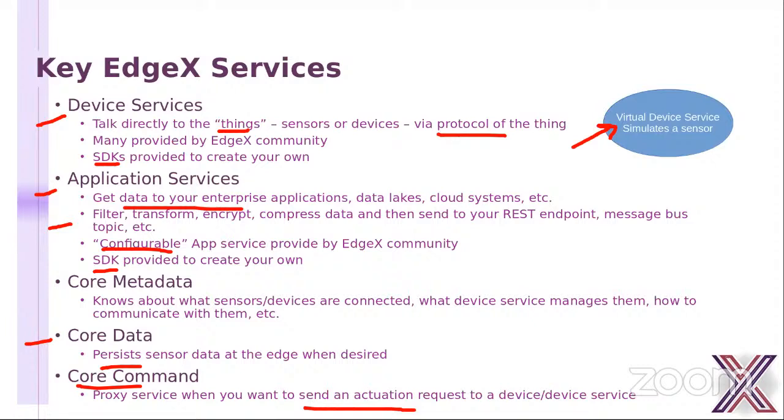One last service that we didn't really cover in my diagram is something called core metadata. Core metadata is a service that knows about what's connected at the edge, what device services are managing what's connected, how to communicate with them, what type of data they offer. As the name metadata implies, it is the service that knows all about what's connected to the south side and can make that information available to other EdgeX services or to your other applications, to things at the north, things that may need to know what is connected and how do I communicate with it.